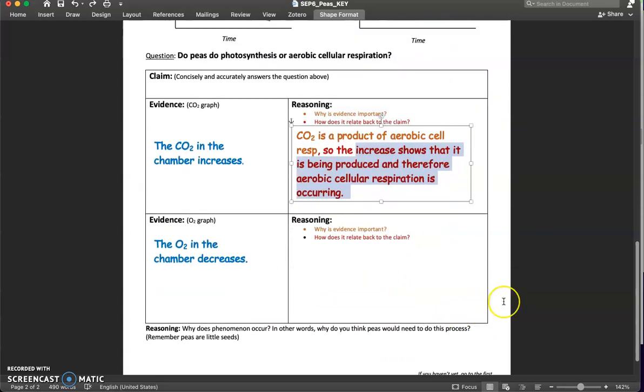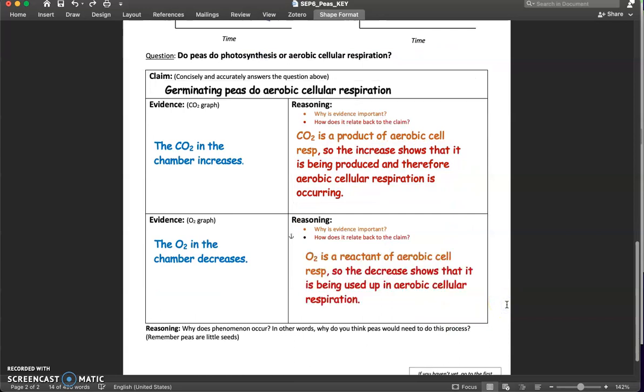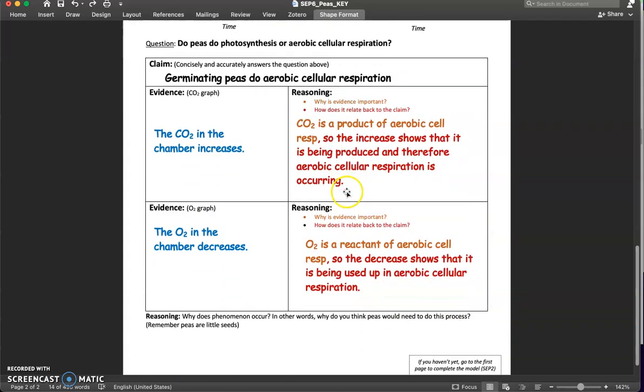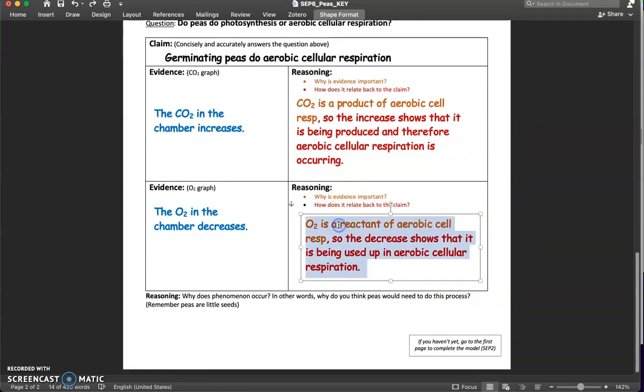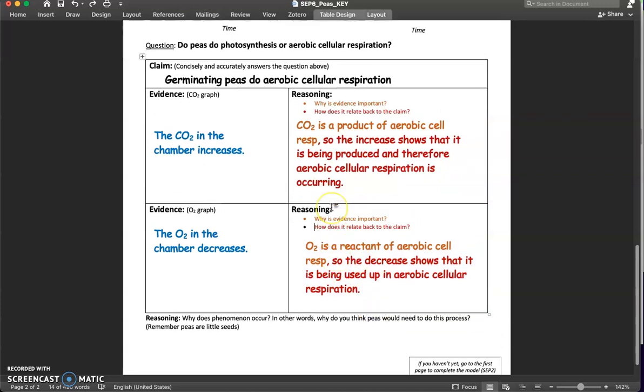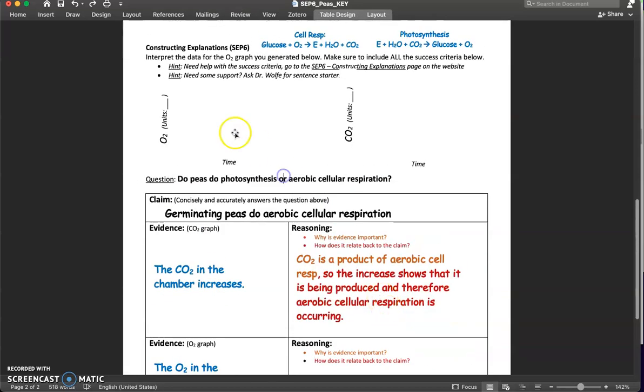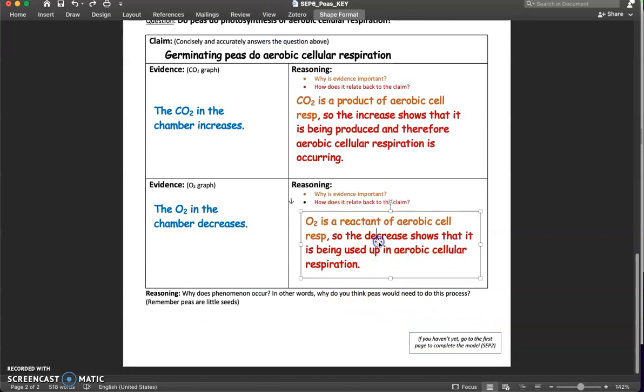So similarly with the oxygen, why is oxygen important? Well, oxygen is a reactant of aerobic cellular respiration, right? That's why the evidence is important. Or if you maybe said that it was used up, that kind of shows that it's a reactant too. But again, how does that show that aerobic cellular respiration is occurring? It's that specifically this decrease in oxygen shows that aerobic cellular respiration is happening. So oxygen is a reactant. The decrease shows that aerobic cellular respiration is happening.